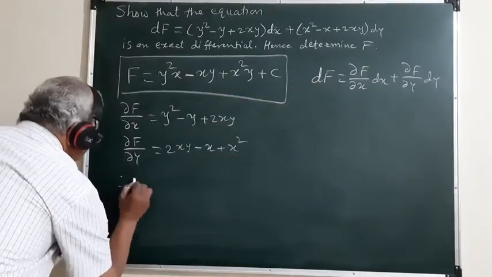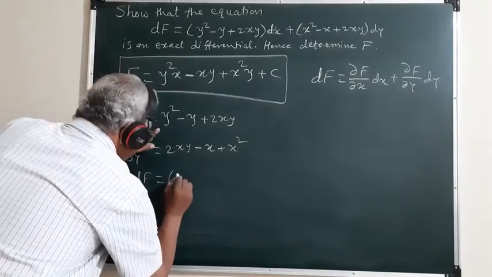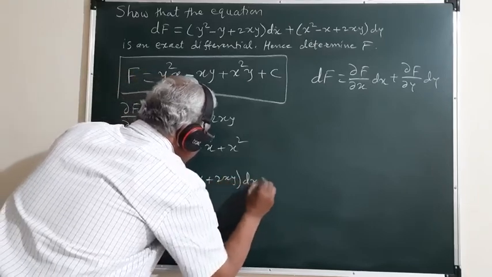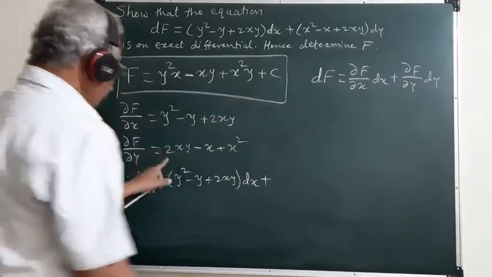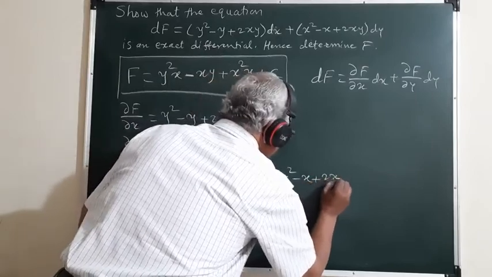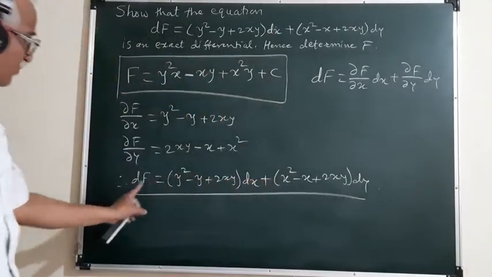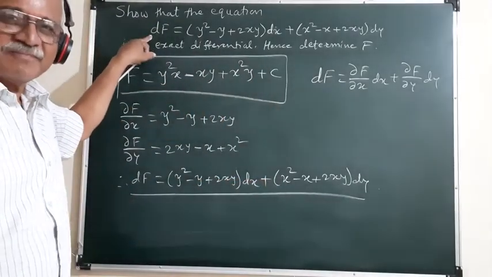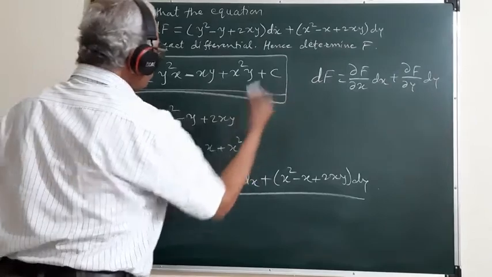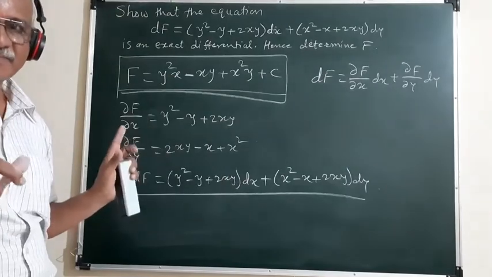Using these expressions for dou f by dou x and dou f by dou y here, we get df is equal to dou f by dou x, which is y square minus y plus 2xy, dx, plus dou f by dou y, which is x square minus x plus 2xy, dy. Do we get the same expression for df as given here? The two expressions for df are the same. So the function that we have obtained from this total differential is found to be correct.